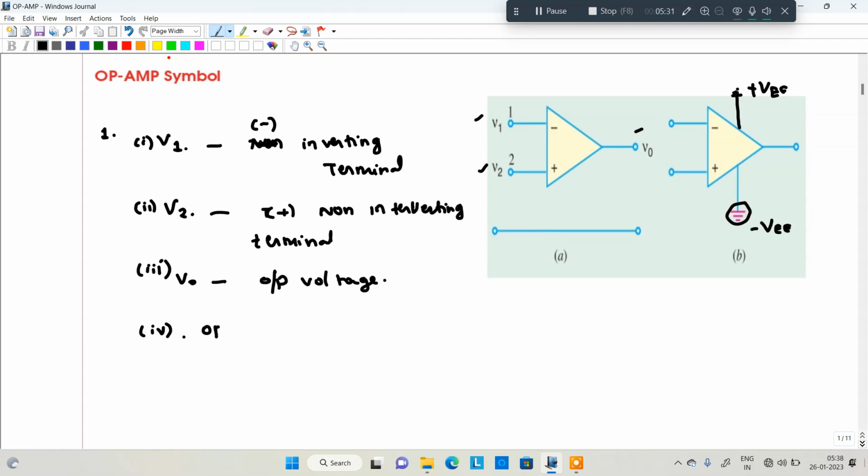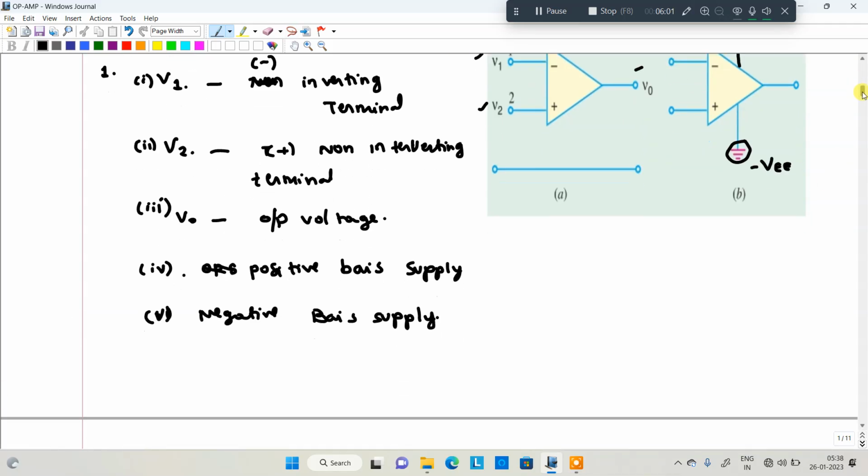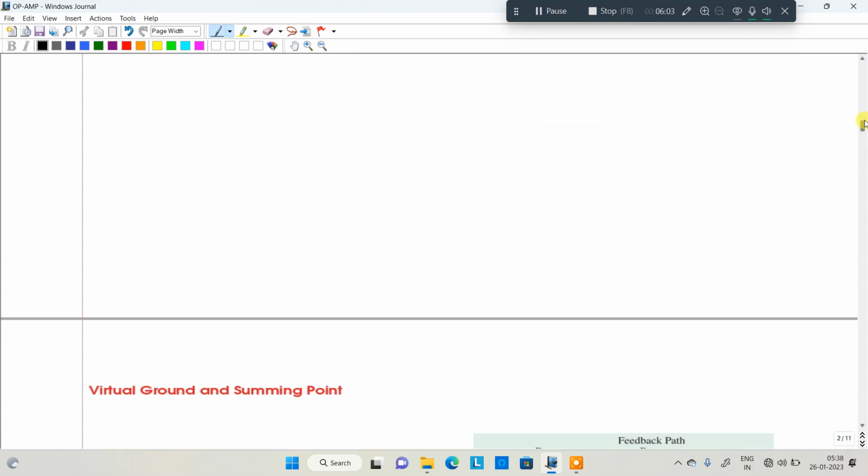So the fourth terminal is the positive bias supply. The fifth terminal is the negative bias supply. Clear? So these are the 5 terminals present in the op amp. All of it clear? Now we are moving to the polarity.